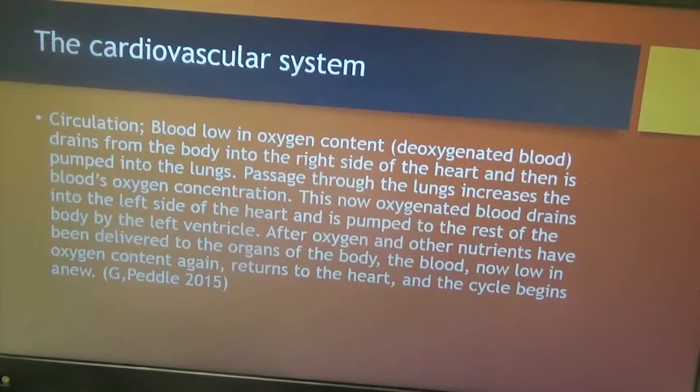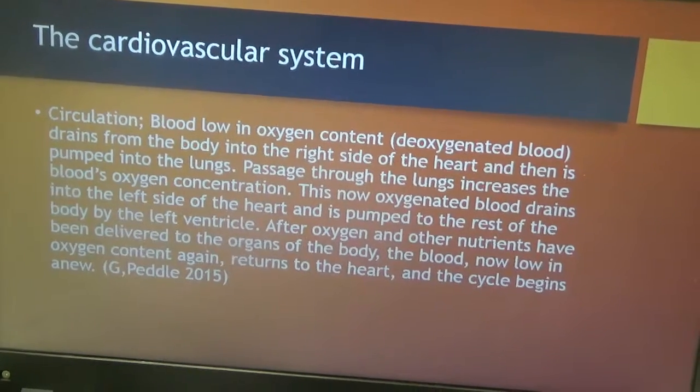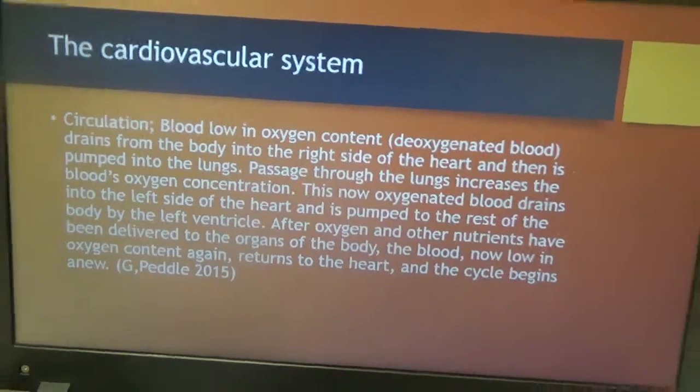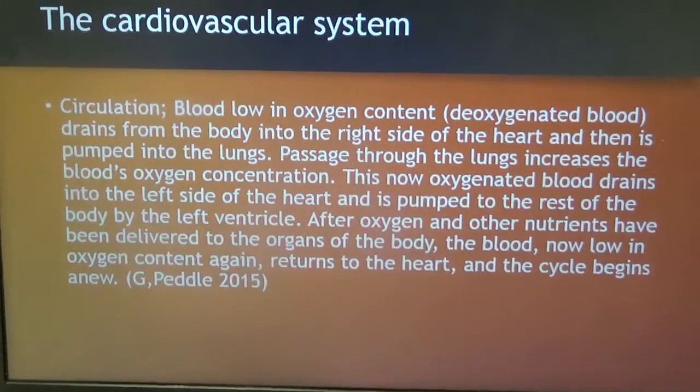Then, after oxygen and other nutrients have been delivered to the organs of the body, the blood, which is now low in oxygen content again, returns to the heart and the cycle begins again. This is all according to G. Peddle 2015.